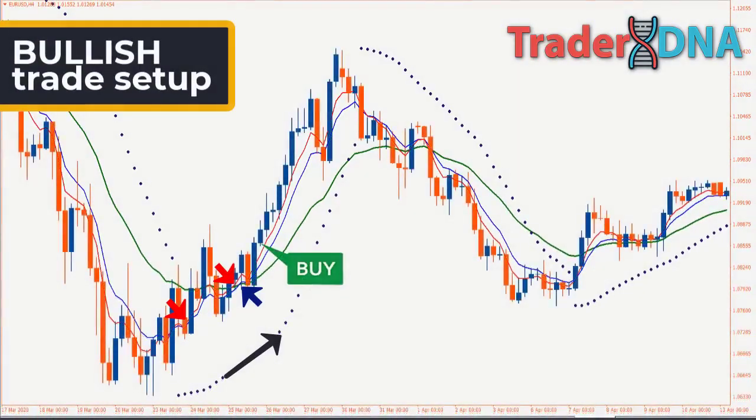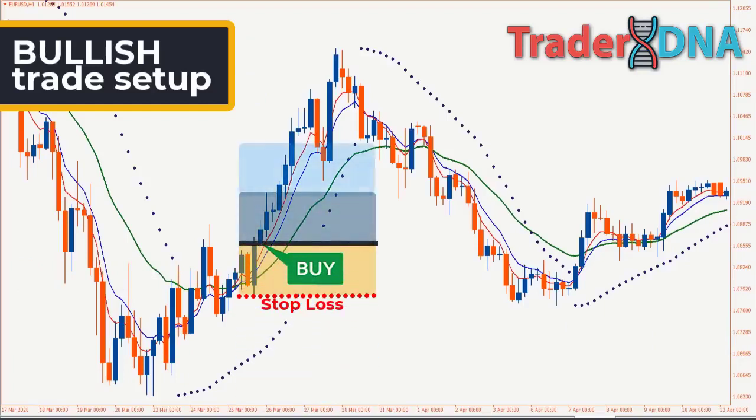The initial stop loss will be below the recent swing low with a buffer of 5 pips. An appropriate risk-reward ratio tends to be anything greater than 1:3.